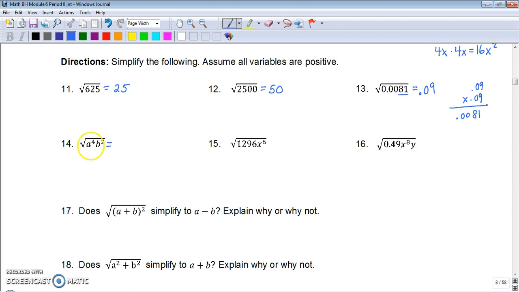For variables, a to some power times a to some power is going to give me a to the 4th. Based on what we learned in the last module, this would be a squared. So a squared times a squared is a to the 4th, just like 25 times 25 is 625. And then b to some power times b to some power is b to the 2nd, and that would be b.